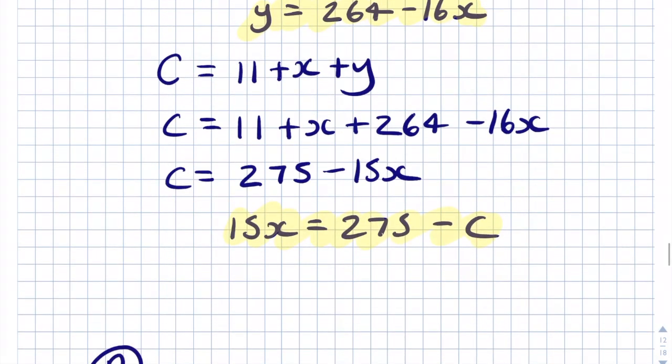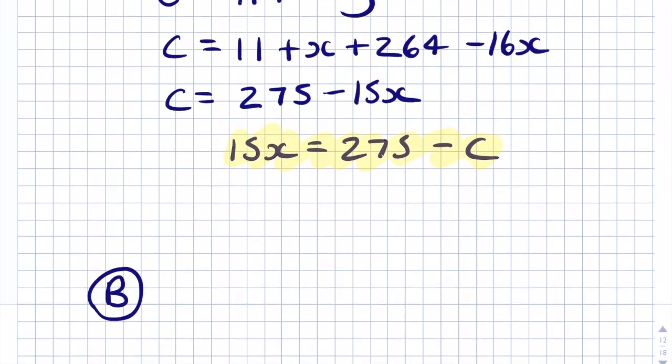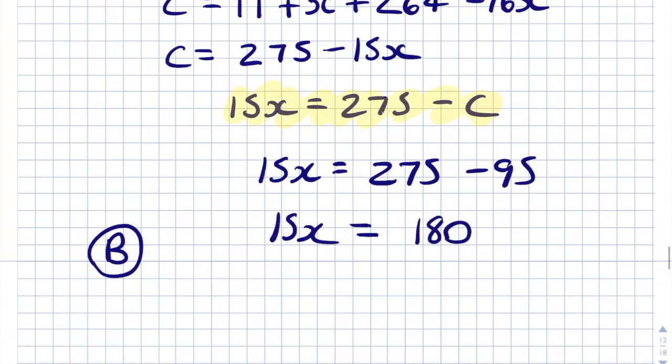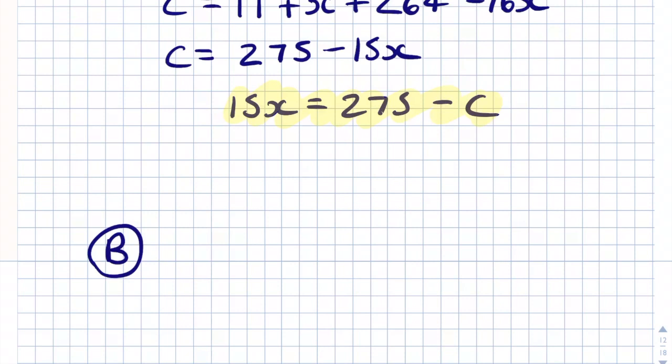Let's try the last one, E, 95. So that's going to be 15x equals 275 minus 95. 15x equals 180. So again, I know 180 divided by 30 is 6. So therefore 180 divided by 15 should be 12, which is an integer. So therefore, I think it's safe to say that our answer is B.